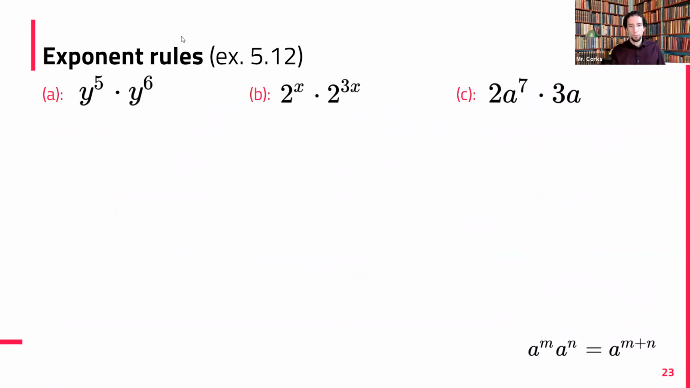If we have the same base, a on both of these that are being multiplied together, but we have different exponents, then we can add those exponents together. That's the rule. So take a few seconds, try out these questions.